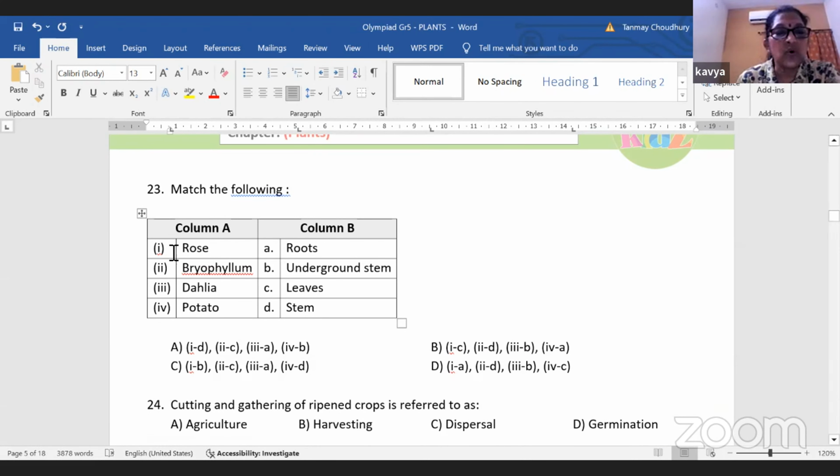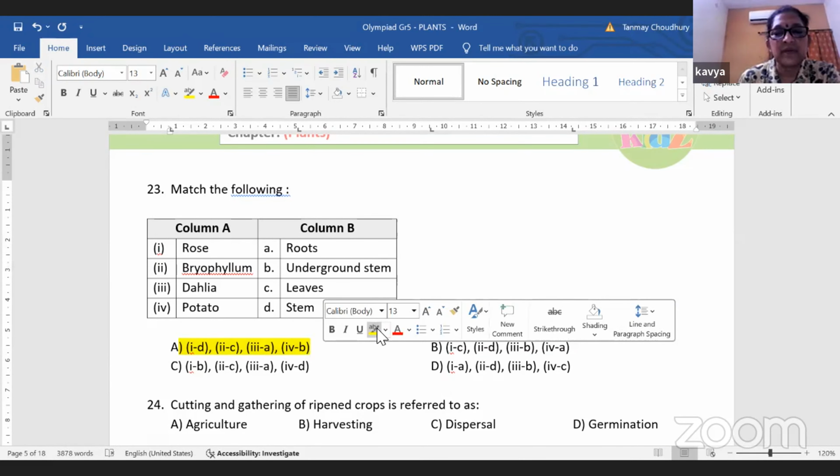Right? So, rose will be D. So here, what will be the answer? 1 is D. Where is 1 is D? Here. And 2, Bryophyllum is C. 3, dahlia is A. And 4 is B. So this one will be the answer. Right?